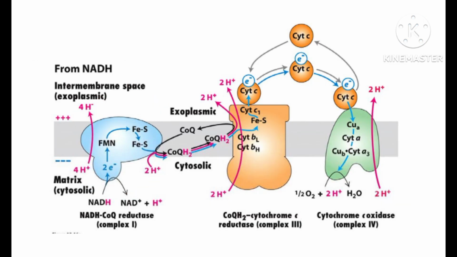Electrons from NADH2 enter complex 1 and are then transferred to FMN containing flavoproteins. After that, they are transferred to the 7 iron sulfur clusters and then to ubiquinone. Ubiquinone accepts electrons from complex 1 and then transfers them to complex 3. Ubiquinone is a mobile molecule. It can easily travel from complex 1, carrying electrons, to complex 3.